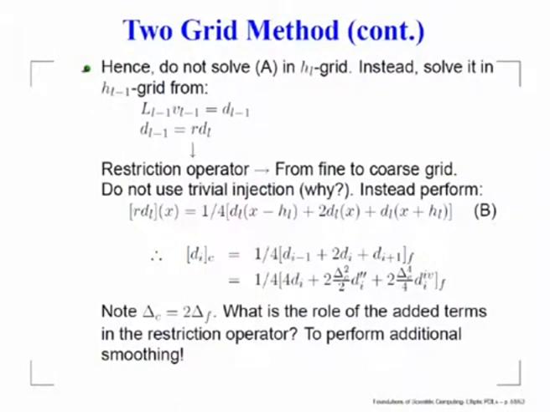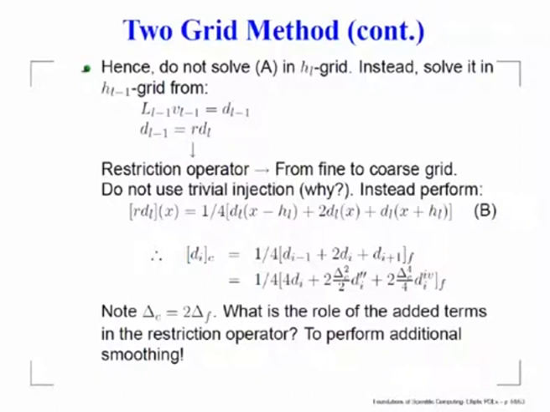Now, how do we solve this equation? Solving this equation requires the knowledge of this defect at the coarser grid. So what we do is we define the defect in the coarser grid as R times dl. What is R? R is some kind of an operator. So I have the defect in the fine grid dl. Because the points are common between the fine grid and the coarse grid, from the perspective of the coarser grid, I could just simply pick it up. If I do that, that is what in mathematical jargon is called trivial injection. I just simply take it and put it.